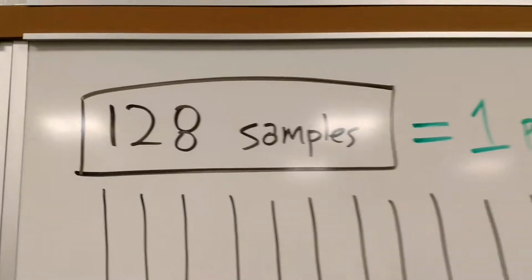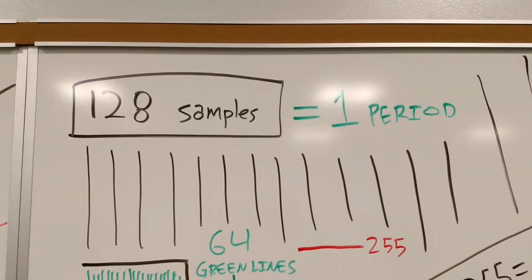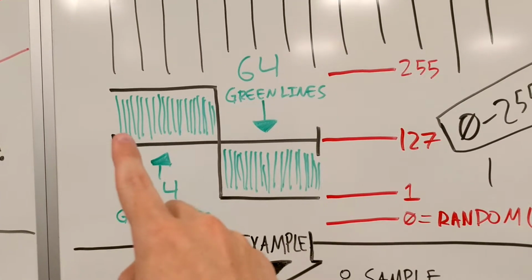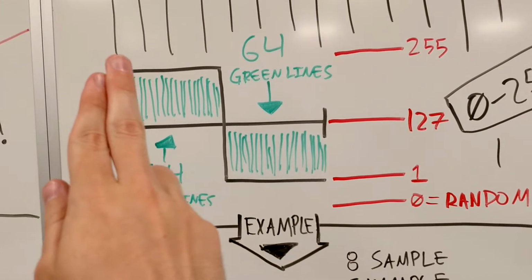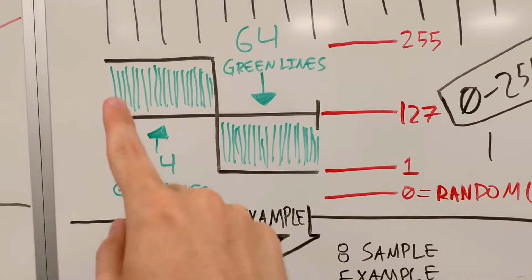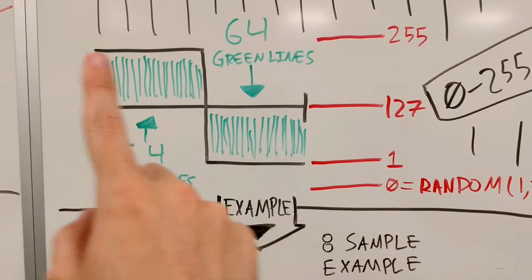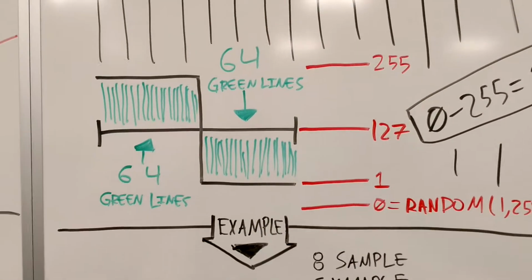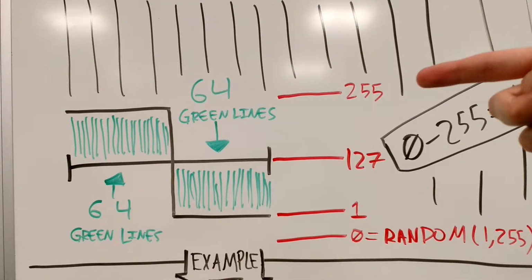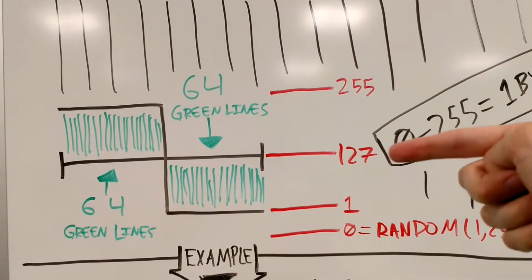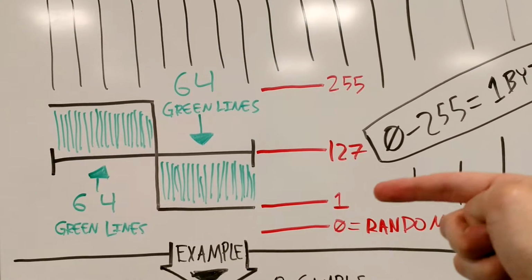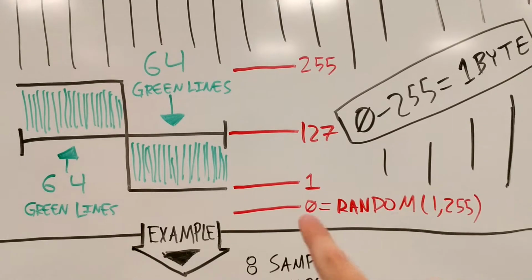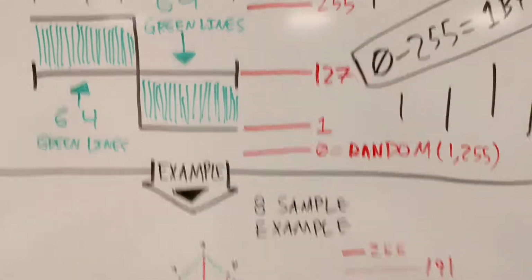There are 128 samples per period. Here's a quick example. In Bity-8, the way that we created our sounds is 1 period, 1 instrument would have 128 green lines here. So 64 on this side, 64 on that side for the square wave. We said that the highest value is 255, middle is 127, lowest is 1, and the reason 0 is not the lowest is because we reserved that to be random so we could generate noise.